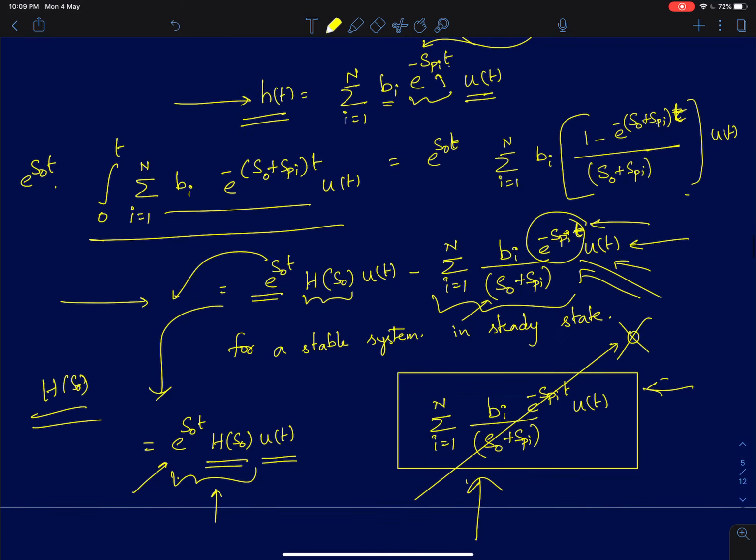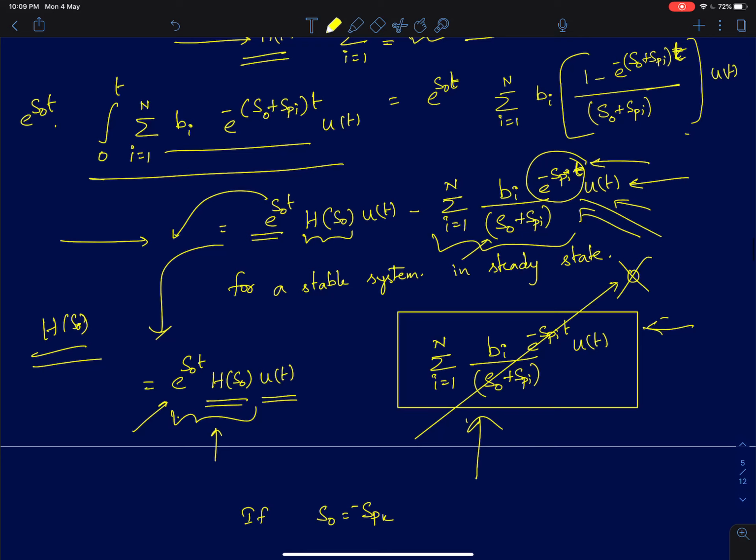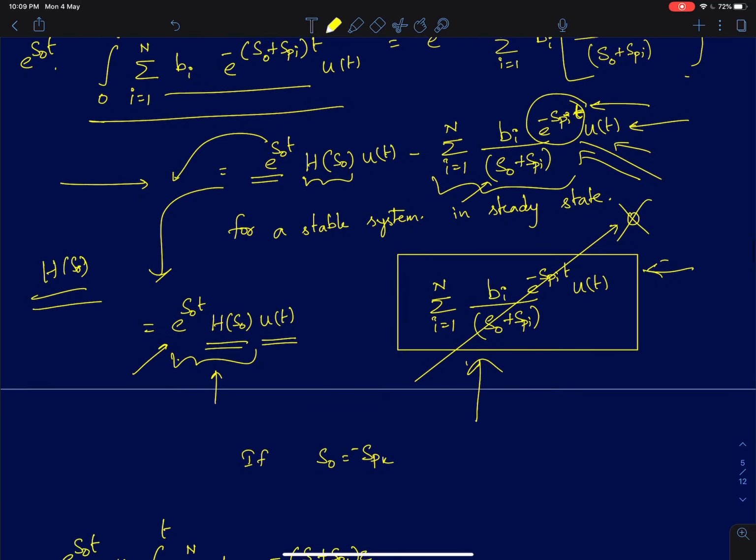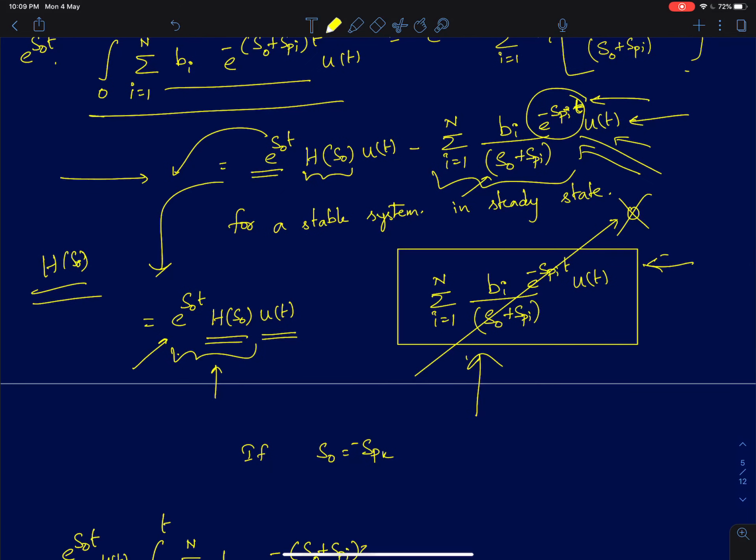Now we'll make a few approximations. So now we will start analyzing it. What happens when your s naught happens to be a pole of the system, s_pk? So here, if you see, the poles of the system are s_pi, where i goes from 1 to n. Your input, e to the power s naught t, happens to be one of those poles, s_pi or s_pk here, where i equal to k is the location of the pole.